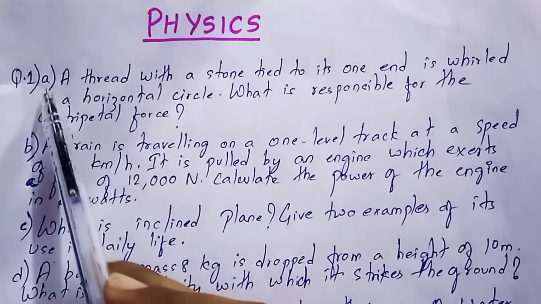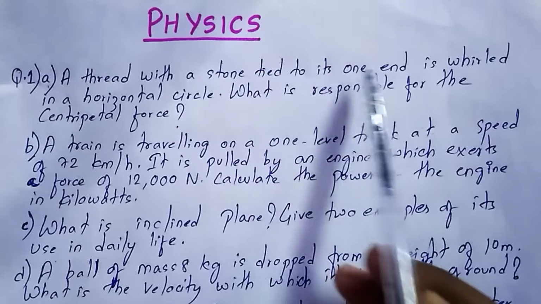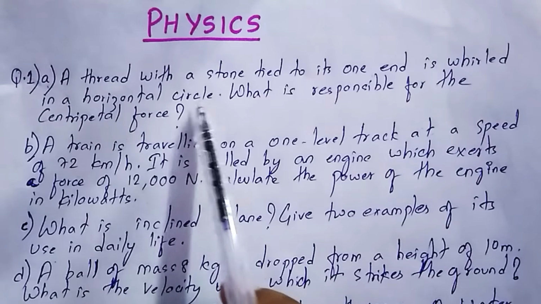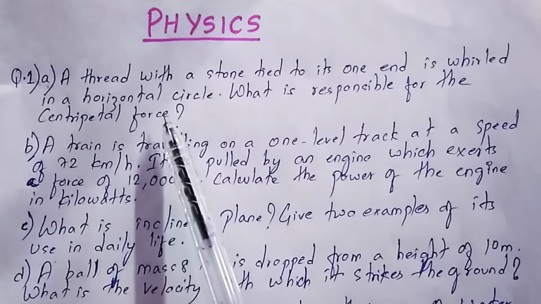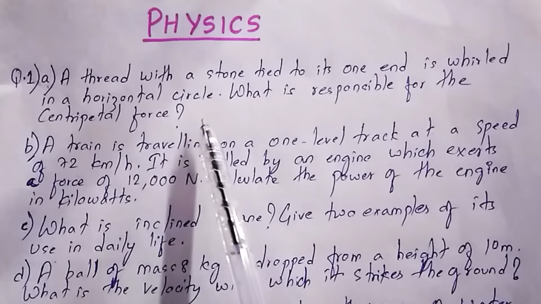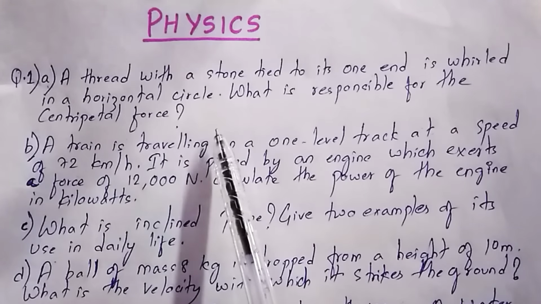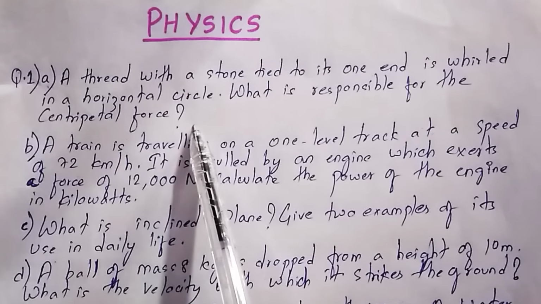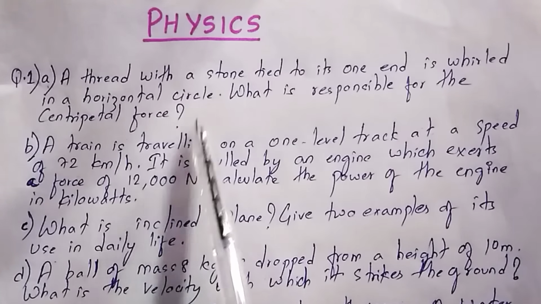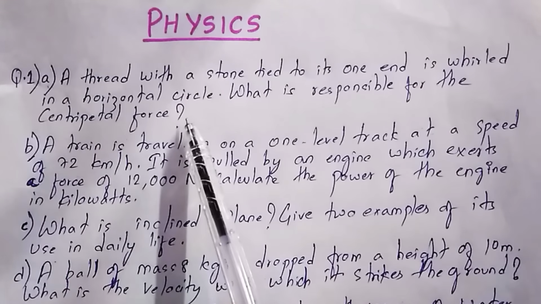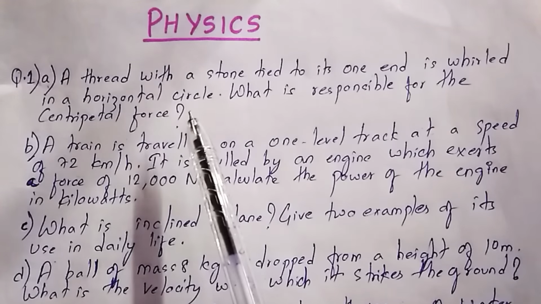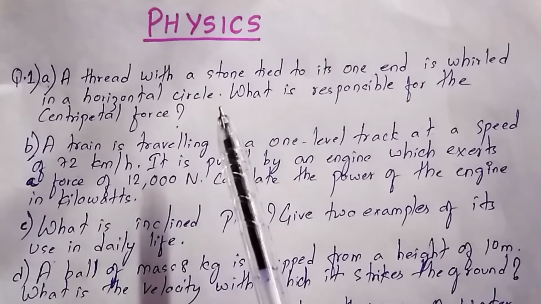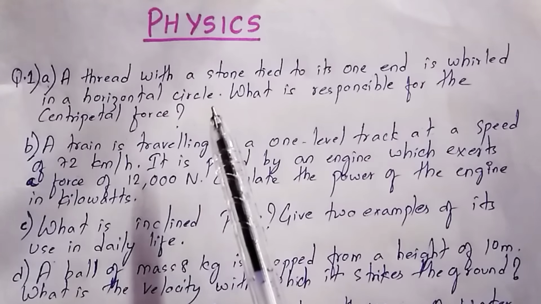So friends, number 1, a thread with a stone tied to its one end is whirled in a horizontal circle. What is responsible for the centripetal force? So friends, the tension in the string created by whirling the thread which has a stone tied to its one end in a horizontal circle is responsible for the centripetal force. So the tension in the string is responsible for the centripetal force. And friends, mind you that for physics, you do not need to elaborate so much. You just need to write the answers to the point. It is not like your history that you need to write the entire story behind it. You can just write the main point.